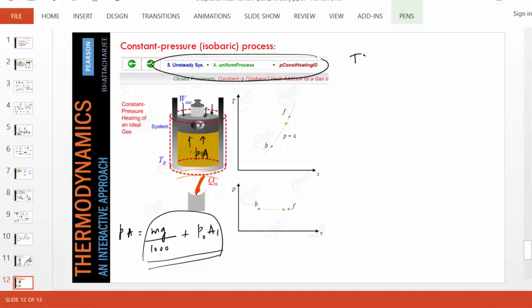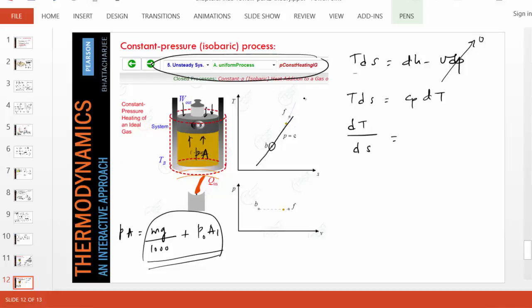Again, if we start with our TdS relationship that we did before, this is also a famous TdS relationship. We start with this one because if pressure remains constant, this goes to 0. So therefore, TdS equals dH, which is Cp times dT, and dT over dS, which is the slope of the line, as the system goes from, say, state 1 to state 2, is given by T over Cp.